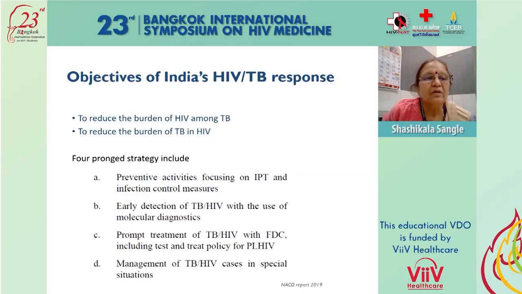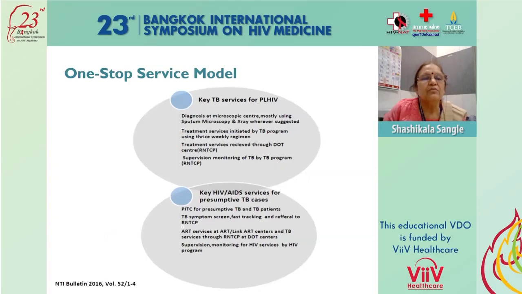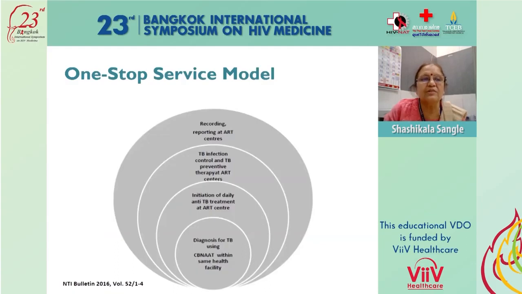There are four strategies which include preventive activities in the form of IPT prophylaxis, early detection, prompt treatment, and management of TB HIV cases in special situations. Now, for this, the one-stop service model has been formulated, which mainly looks upon TB services for PLHIV and HIV AIDS services for presumptive tuberculosis cases.